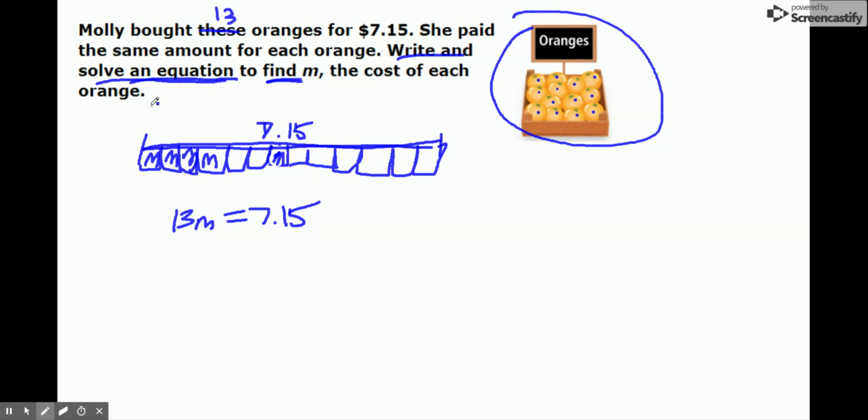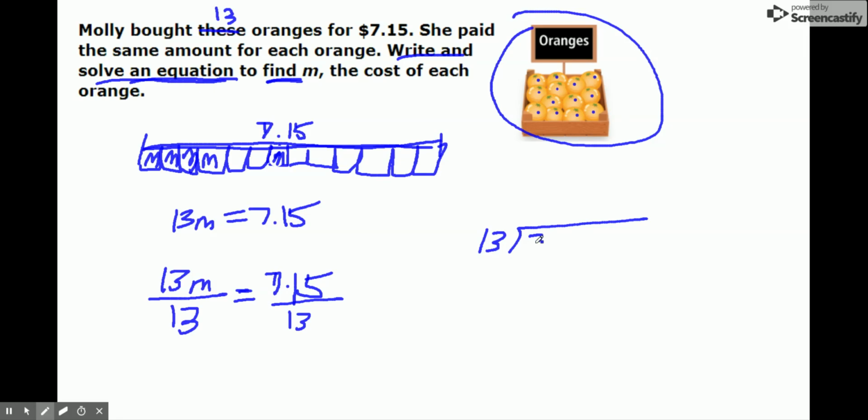Find m, the cost of each orange. So I have to figure out what m is. To do that, I could do inverse operations. So I could do 13m divided by 13, because the inverse operation of multiplication is division, but we have to follow the division property of equality and do 715 divided by 13. This one you could type into a calculator, but I don't have one available on my computer screen, so I'm going to write this out real quick.